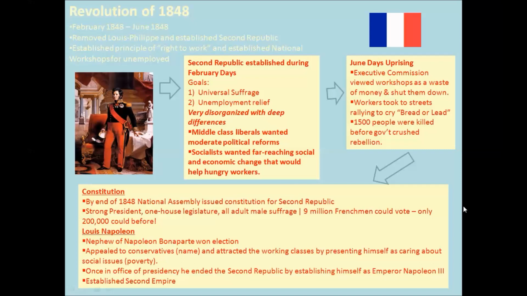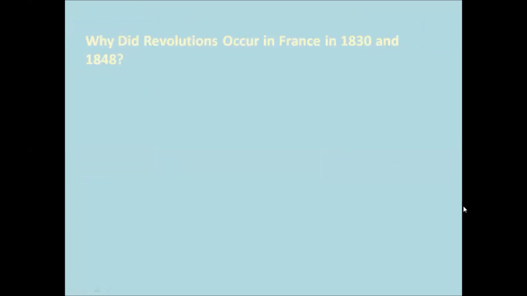And so once in office, he is going to end the Second Republic, and he's going to create the Second Empire, and he's going to establish himself as Emperor Napoleon III. Surprise, surprise, surprise. So the people were fooled by Napoleon. I think that's happened before.